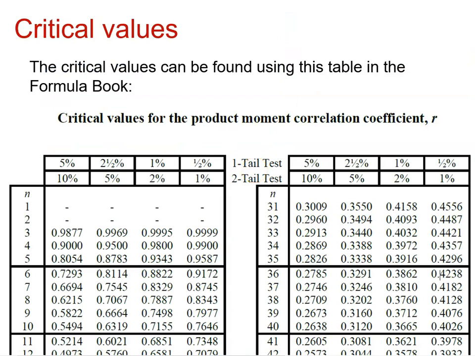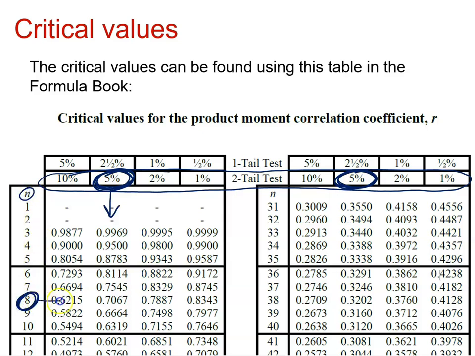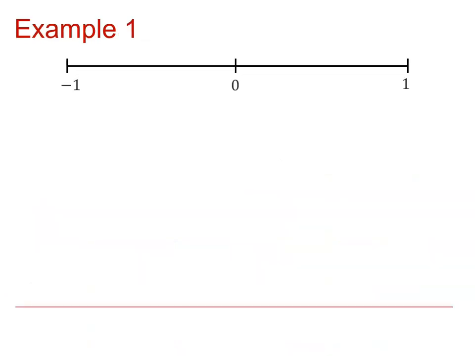To find the critical value, we've already established that it is a two-tail test, so we will be looking exclusively in this row. We then find our correct significance level, which is 5%, and we go down this column until we find our sample size. Our sample size n is equal to 8, and so this is our critical value. Our critical value is 0.7067. That's approximately here.